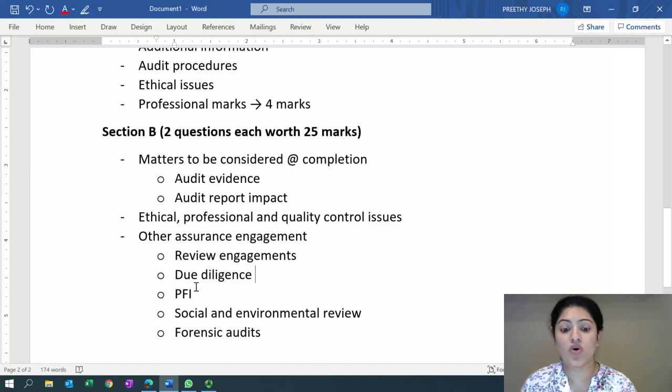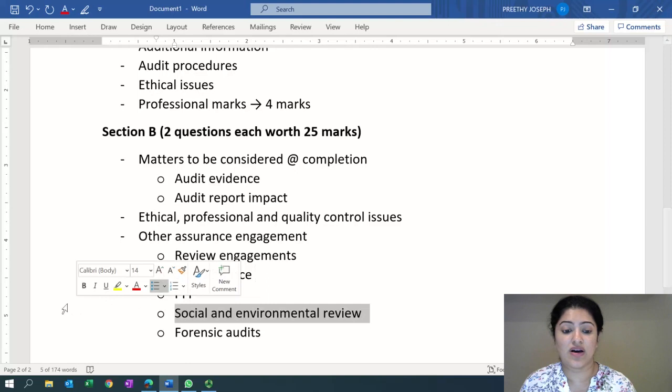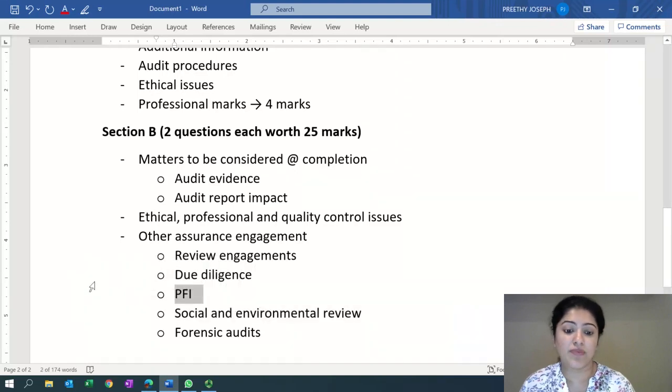When we talk about what can come for this particular sitting, you can expect prospective financial information to come, maybe even due diligence. Either one of these two can come. There's a higher probability for it to come in the exam for this sitting. But that doesn't mean the examiner cannot test the others. Like forensic, if he wants, he can put a small part of it in section A of the paper as well. So always be prepared for all of them. Don't do selective studying.